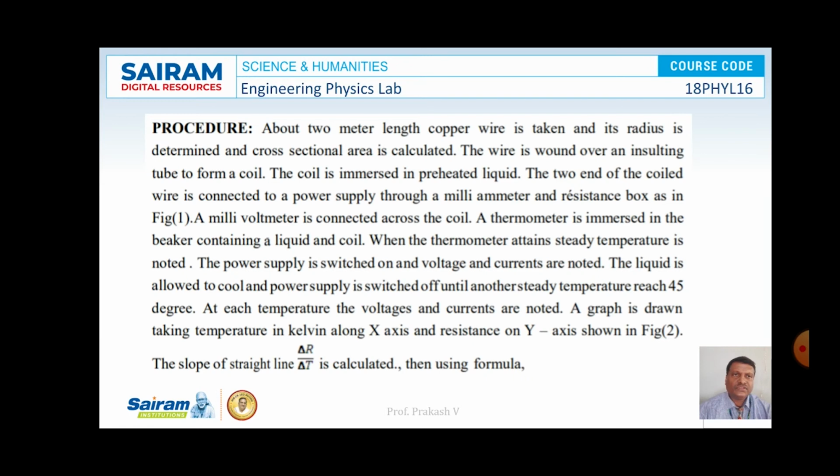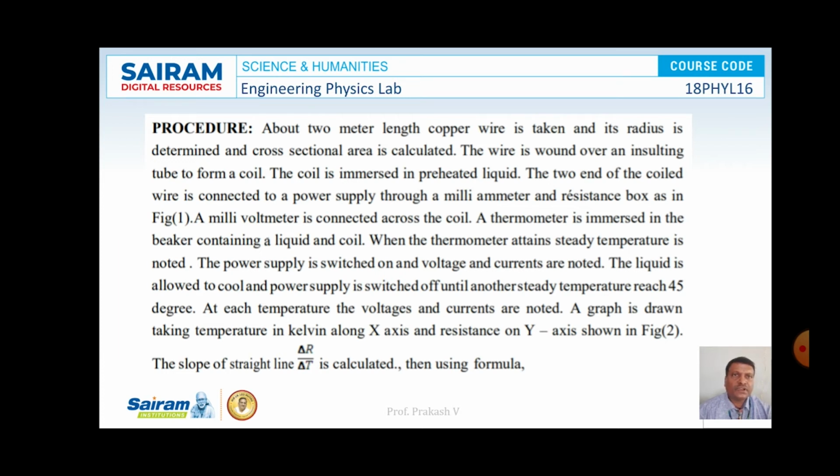The procedure is, a copper coil of about 2 meter length is taken and its radius will be measured, and also the area of cross section will be calculated. The wire is wound over an insulating tube to form a coil. The coil is immersed in preheated liquid.